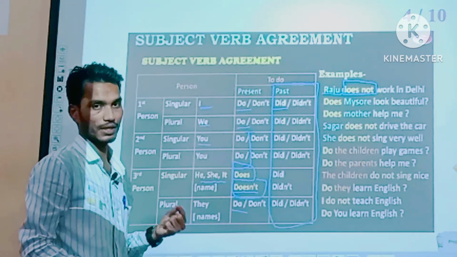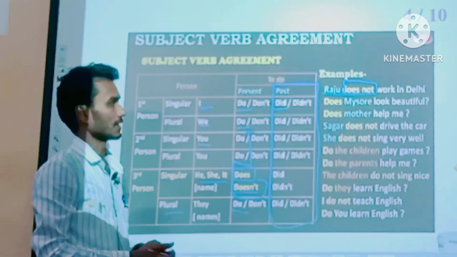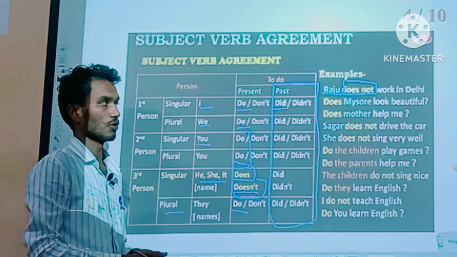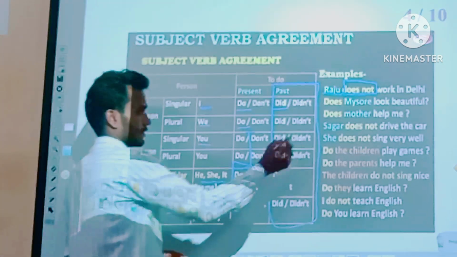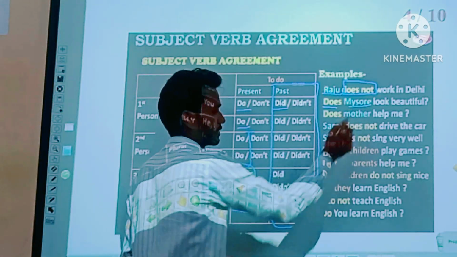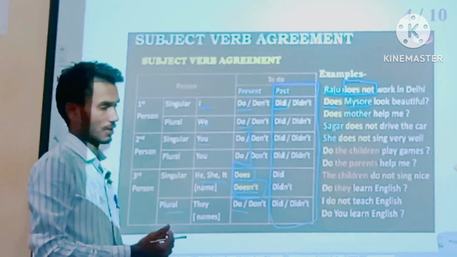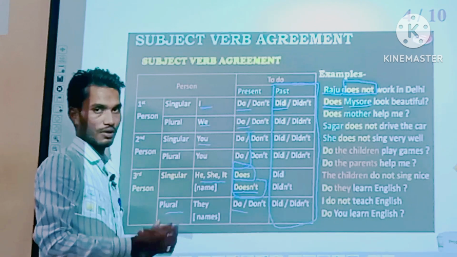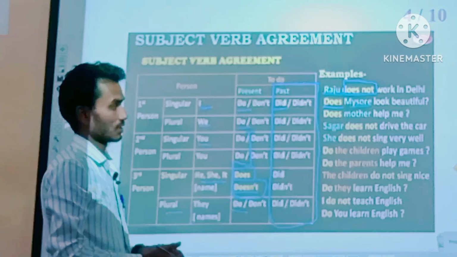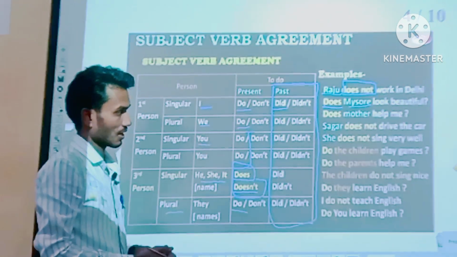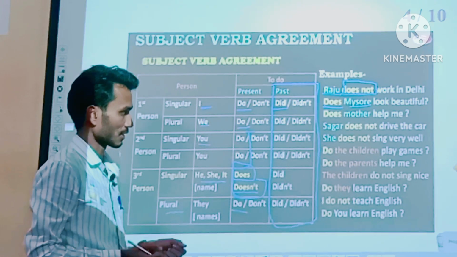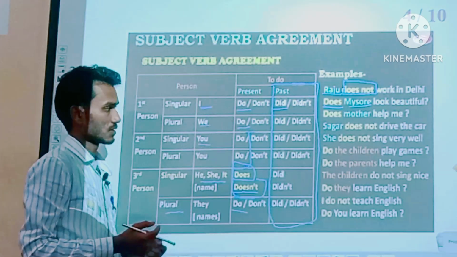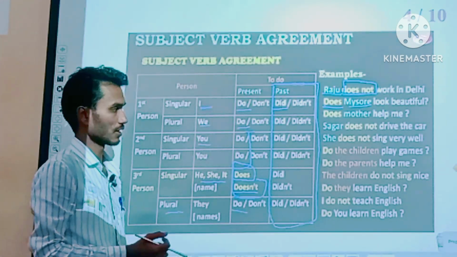Raju does not work in Delhi, right? Does Mysore look beautiful? Here, does, right? Mysore is the subject and it is singular. That's why the verb here, does, is a singular verb, right? Does mother help me? Sagar does not drive the car, right? She does not sing very well, right?